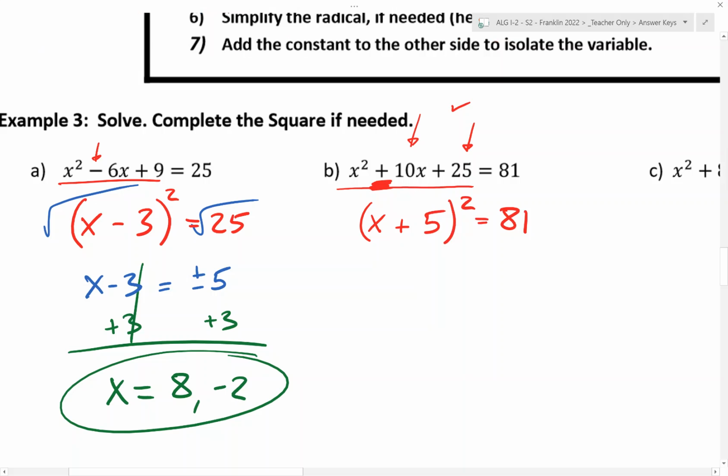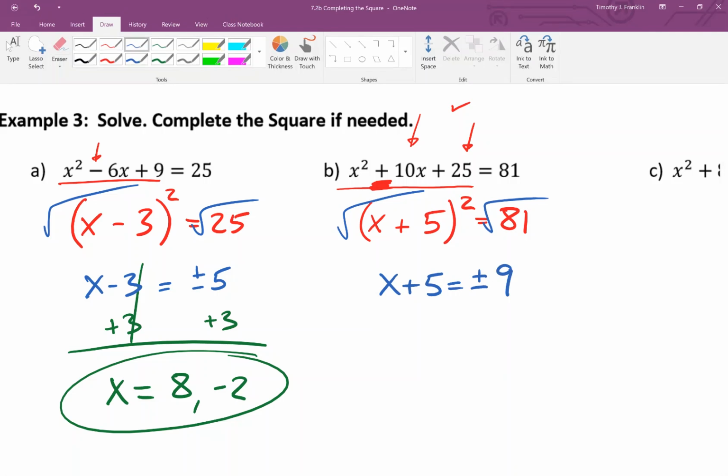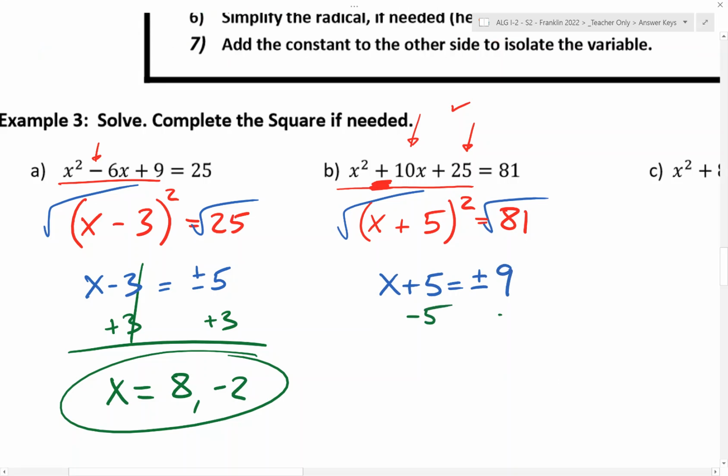And now we have an isolated squared term that we can use to solve by square rooting. So we'll take the square root of both sides. x plus 5 equals the positive and negative square root of 81, which is 9. Subtracting 5 from both of those numbers, we get x is equal to 9 minus 5 is 4. Negative 9 minus 5 is negative 14.